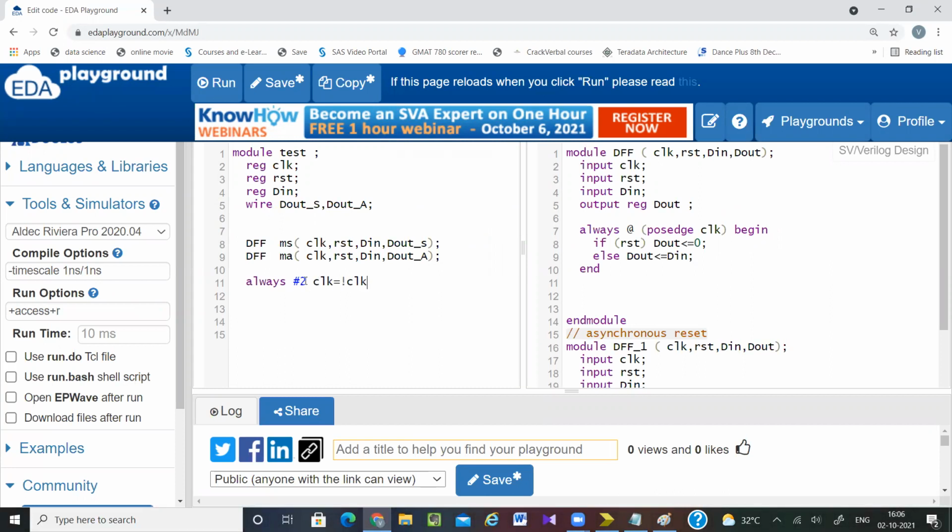Okay, let's write #6. So here #6 clock equal to not clock means let initial value clock equal to 0. After 6 time delay, it will be 1, then 0, then 1, 0 like this. So here on time and off time both equal to 6. On time equal to 6 nanosecond. Why am I saying nanosecond? Because by default here time scale is nanosecond. On time, off time is also equal to 6 nanoseconds. So total time period equal to 12 nanoseconds.